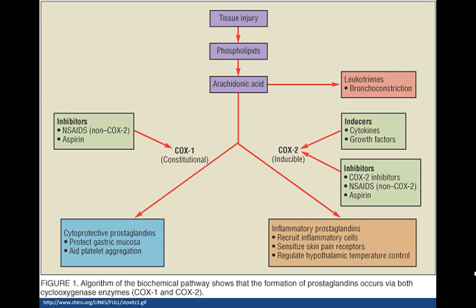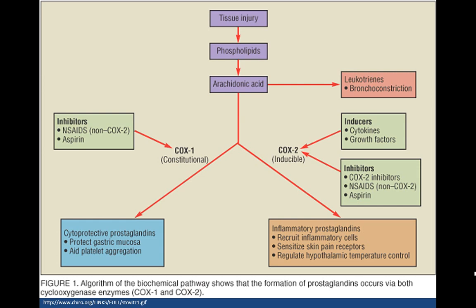This slide just kind of reviews the whole NSAID pathway. So remember, arachidonic acid is where things get kind of crazy. You have some kind of tissue injury or inflammation that causes the production of arachidonic acid. And then you have your COX-1 enzyme, which is constitutional. What does that mean? It means it's expressed all the time. A constitutional enzyme is always expressed. There's nothing that turns that on or off. It just is what it is.